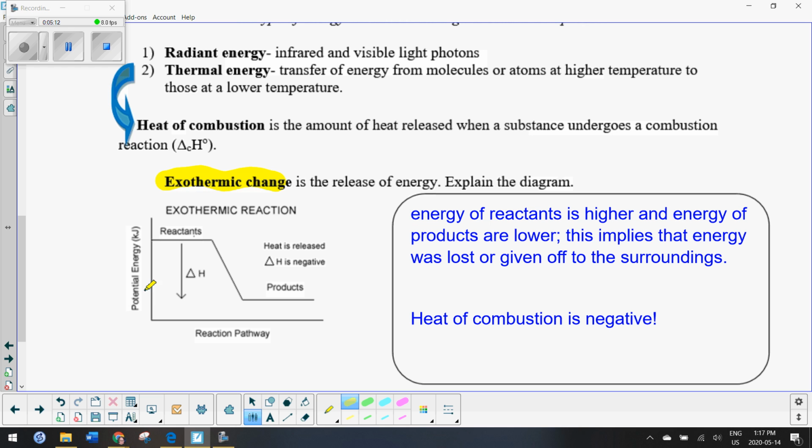So energy of the reactant or reactants is higher than that of the products. This implies that the energy that was lost in this area was given off to the surroundings. Now, if you have a higher energy in a reactant and lower in the product, your heat of combustion is negative.